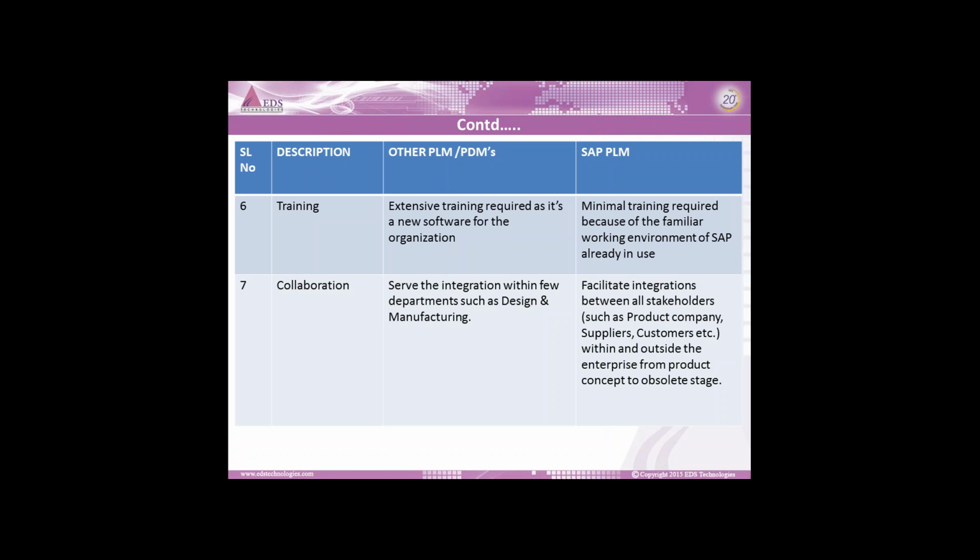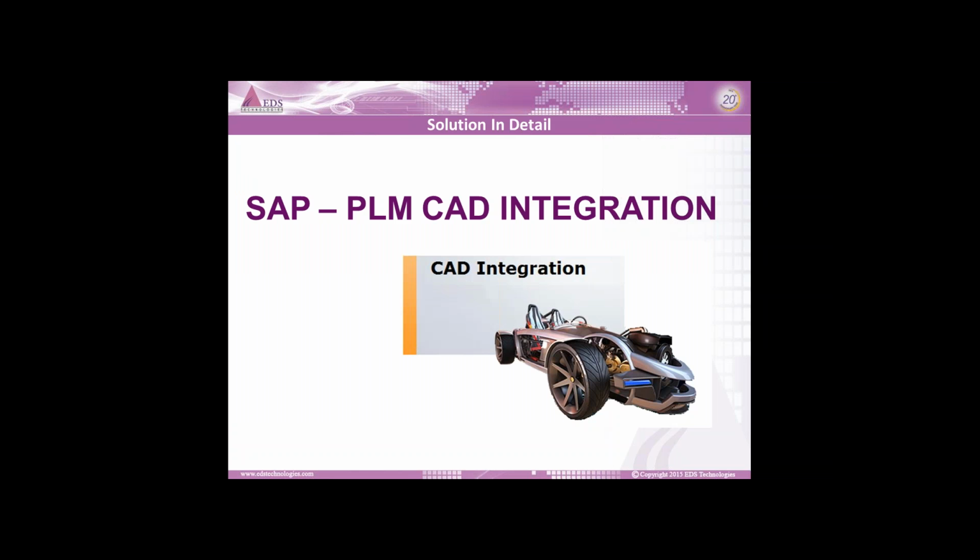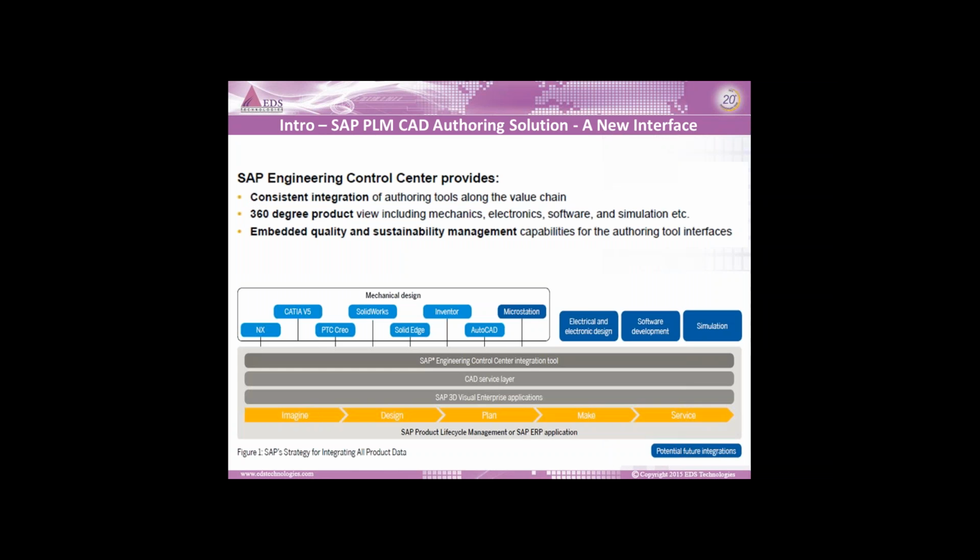So now we will go to the solution in detail, which is the SAP PLM CAD integration that we just talked about, and how we integrate the diverse CAD applications in use across the organizations or the R&D department. The intro on SAP PLM CAD authoring solutions is a new interface brought into the market by SAP from this financial year. There's also the existing technology by name CAD Desktop, which was made available commercially until 2014. From 2015 onwards, it's a totally new interface made available to all existing or new customers by name SAP Engineering Control Center.